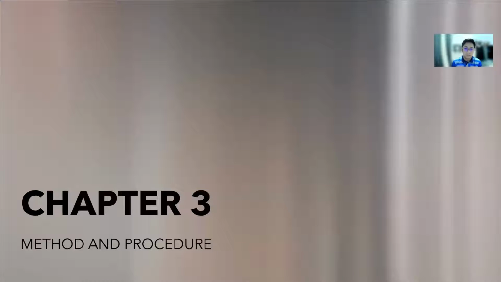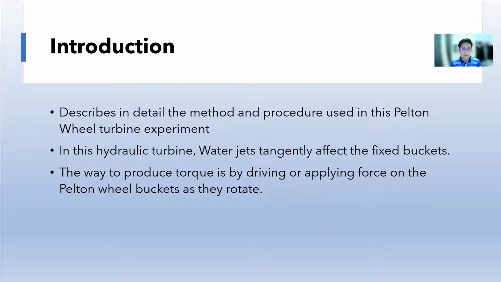Okay, the next is chapter 3, method and procedure. Introduction: chapter 3 describes in detail the method and procedure used in this Pelton wheel turbine experiment. In this hydraulic turbine, water jets tangentially affect the bucket. The way to produce torque is by applying force on the Pelton wheel buckets as they rotate.